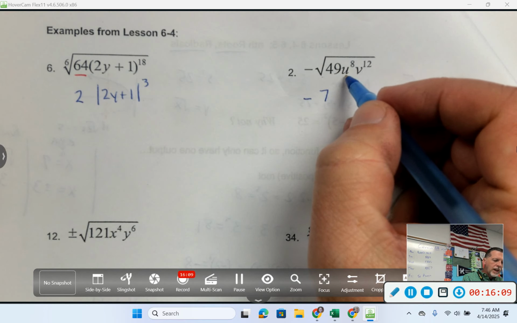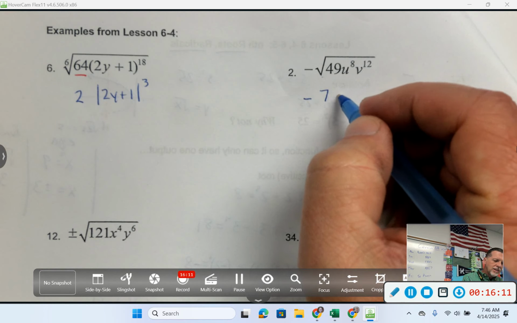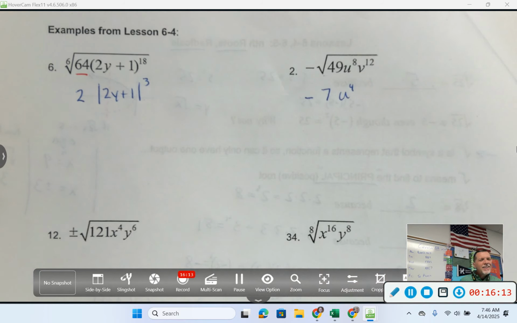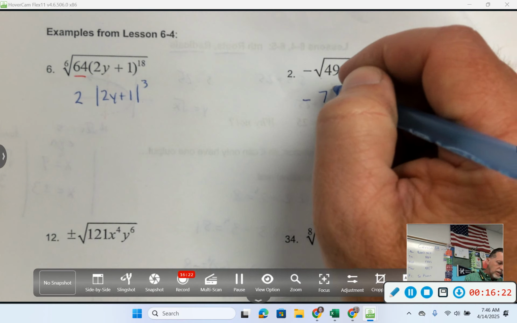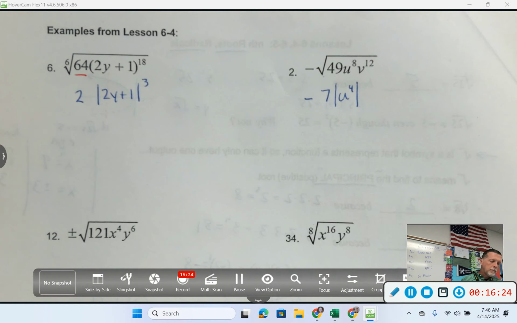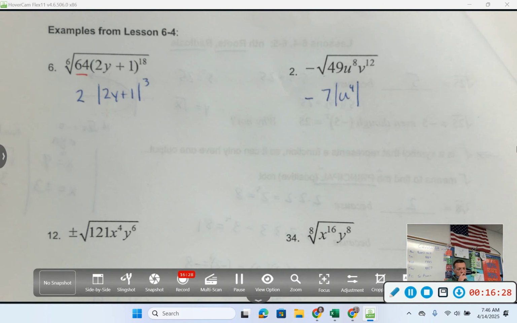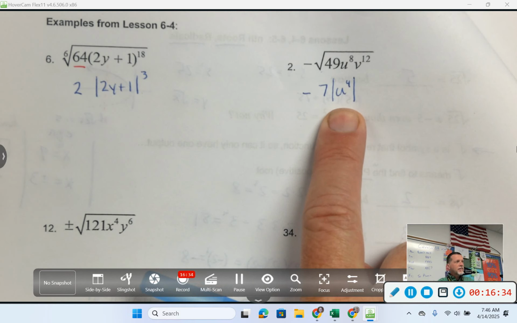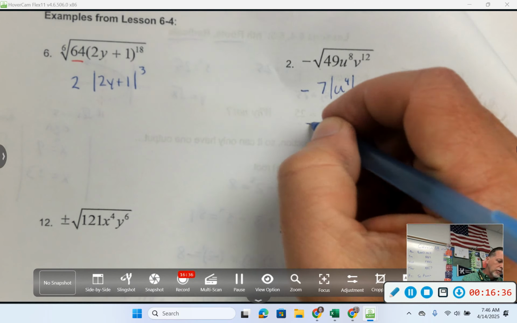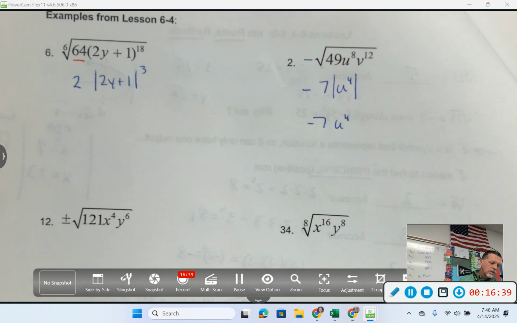Square root of u to the 8th? Is it u to the 4th? Absolute value. Why is it absolute value? Because it's an even root. Won't it stay positive anyway? But if I plug in a negative number, oh, you know what? You're right. U to the 4th will be positive anyway. So I don't have to do the absolute value. Good call.